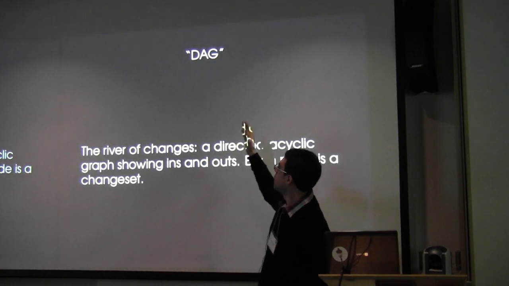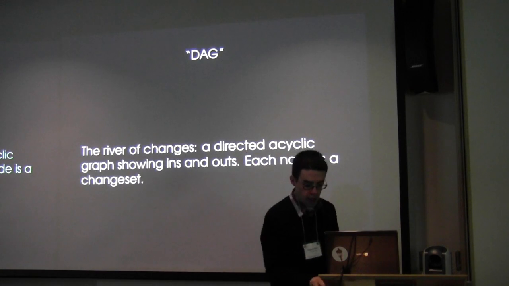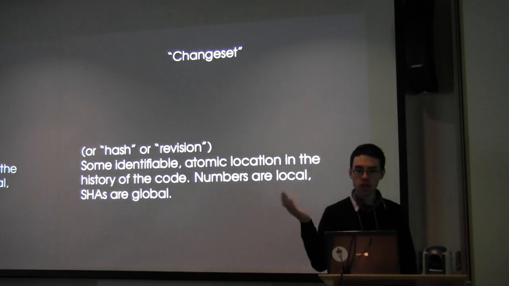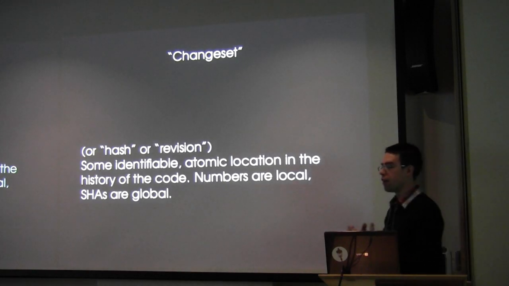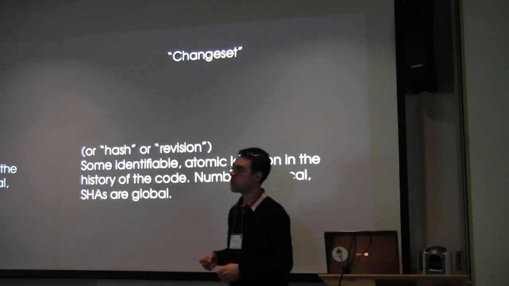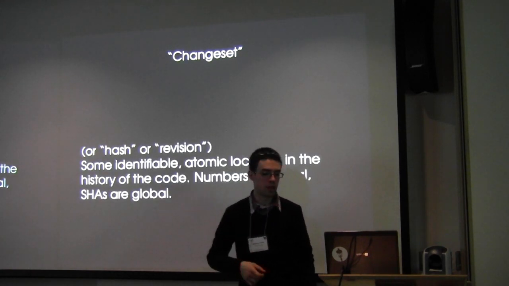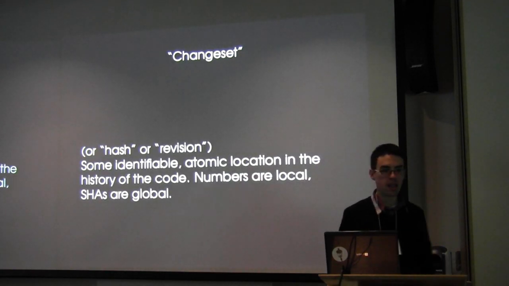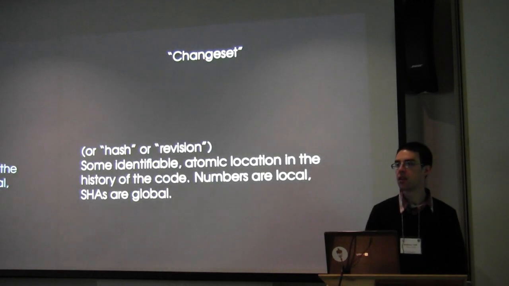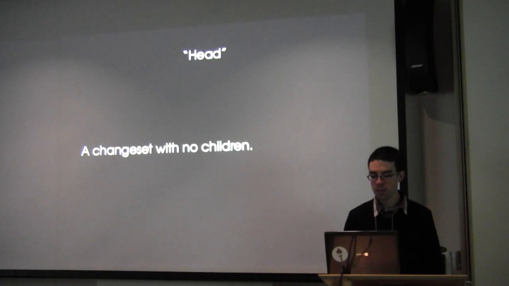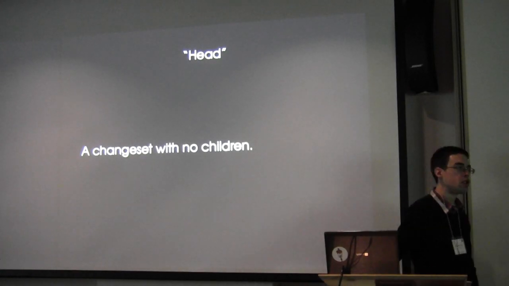There's this concept, and I'll show a diagram of that in just a moment, but each node in this directed acyclic graph is a change set. So what we're doing is we're building up a vocabulary here of fixed locations in code and relationships between those locations. Just as a quick side note, with Mercurial, numbers are local and the hashes are global. That'll become important in just a moment. And a head is a change set with no children.